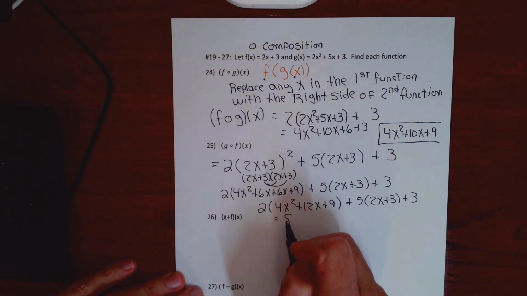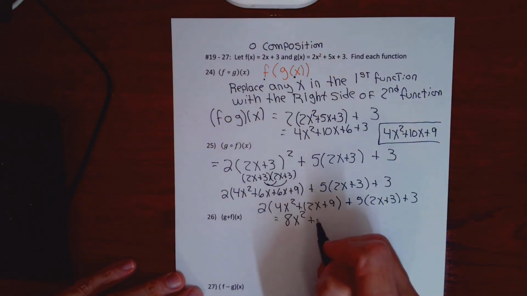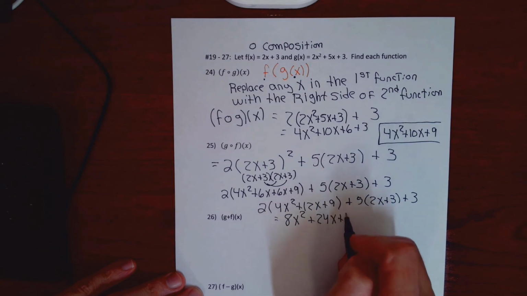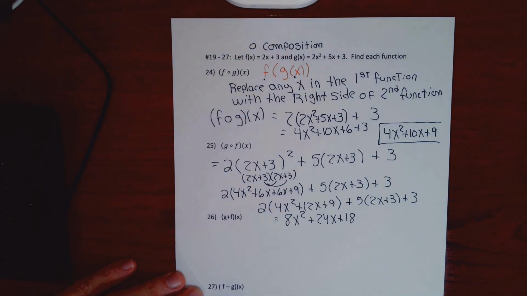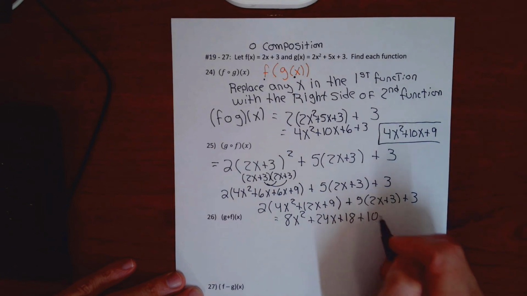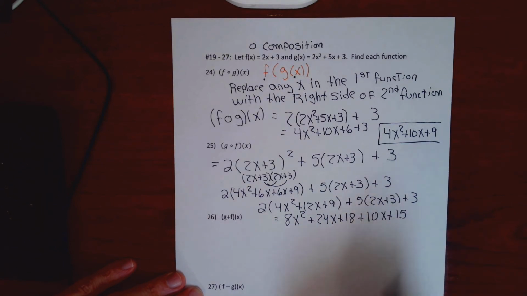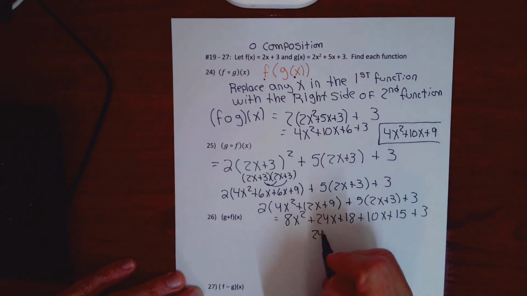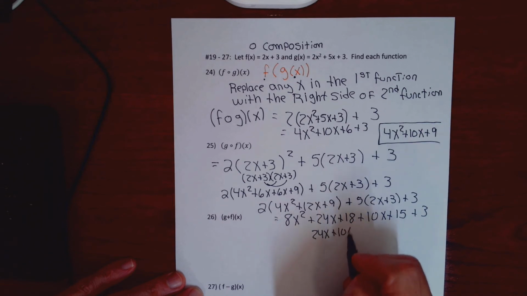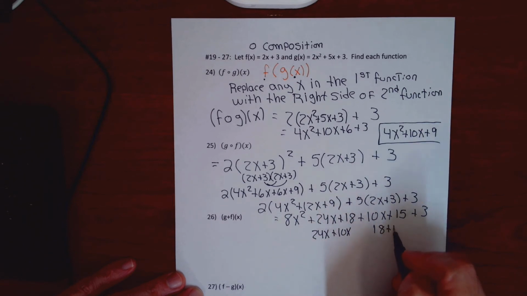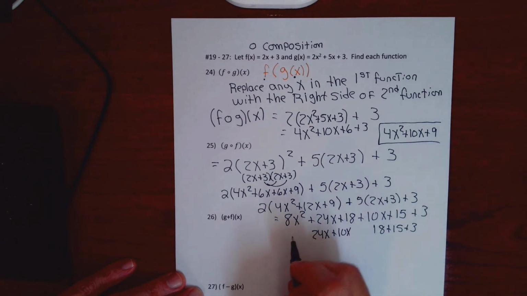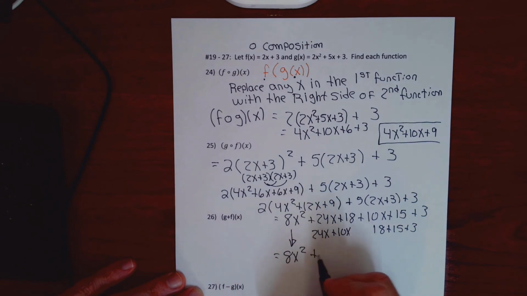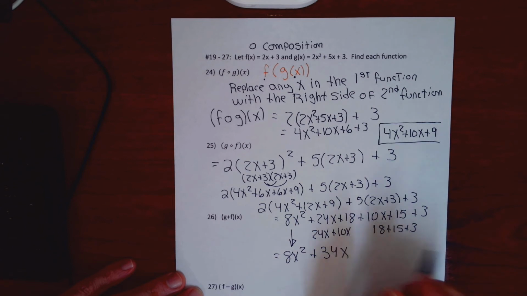Let me simplify this to be 8x squared plus 24x plus 18 by multiplying through the first parentheses by 2, plus 10x plus 15, multiplying the second parentheses by 5, plus 3. My like terms are 24x plus 10x and 18 plus 15 plus 3. I'm going to bring down my 8x squared. 24x plus 10x is 34x, and 18 plus 15 plus 3 is 36.